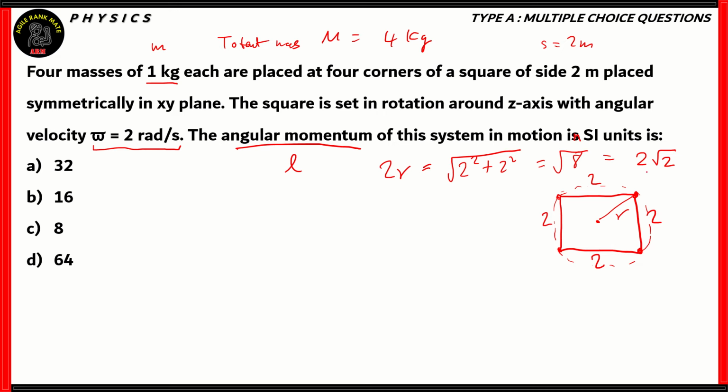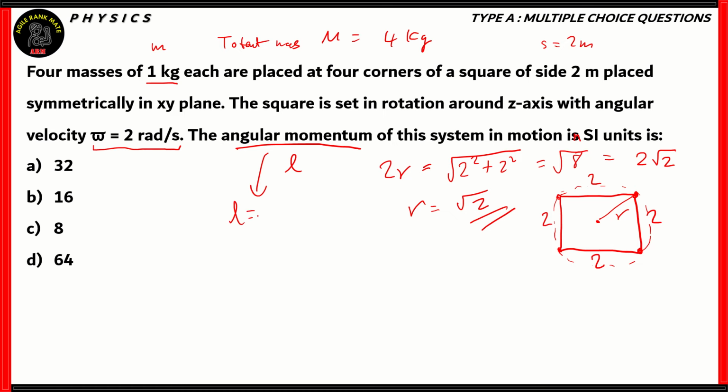So we know that the diameter is 2 root 2, so therefore the radius is under root of 2. So now that we found out that the radius of the circular motion is under root of 2, we can proceed to solve this question.